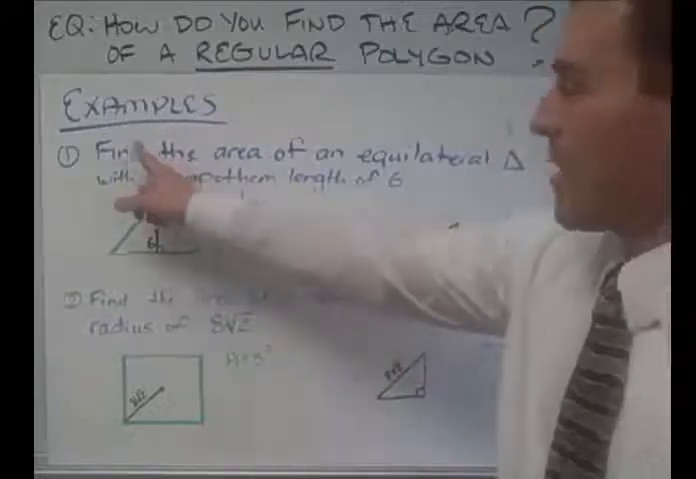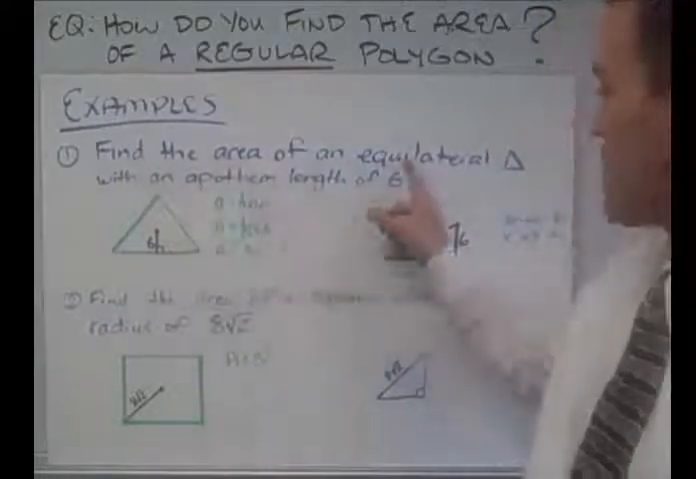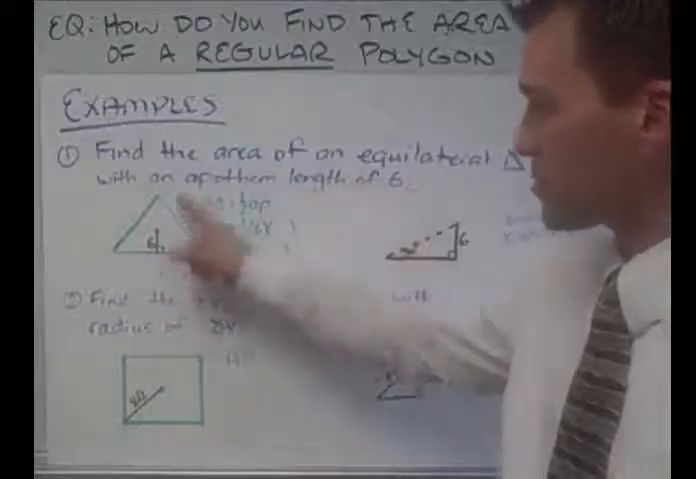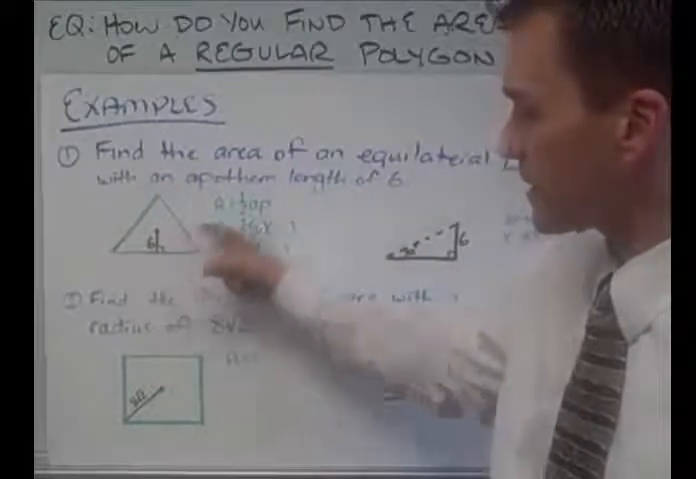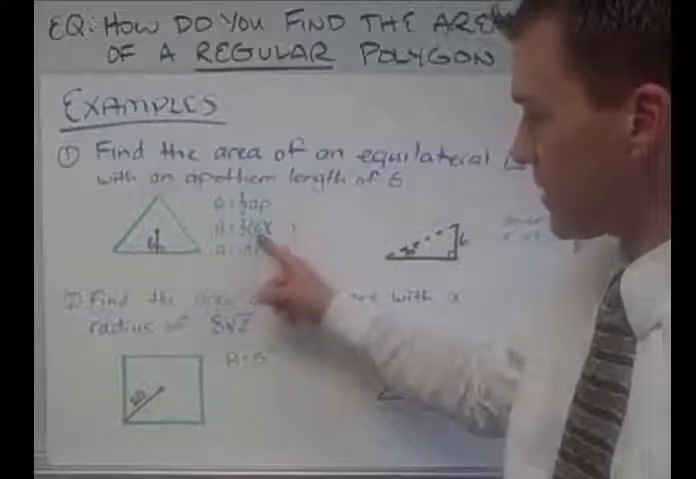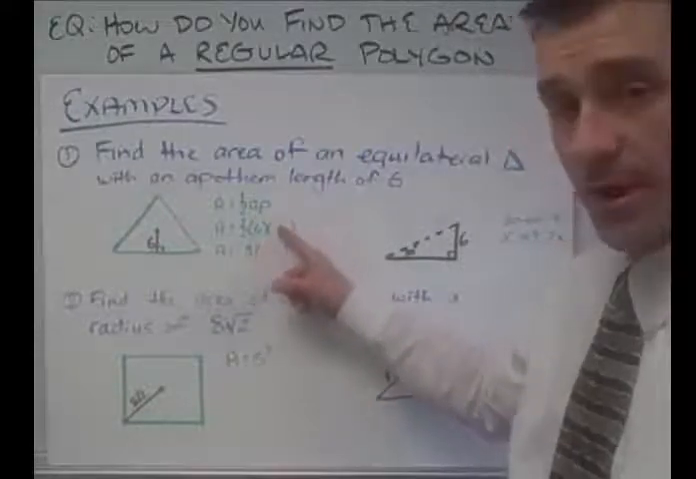Now, example 1, find the area of an equilateral triangle with an apothem length of 6. So here's your equilateral triangle, the apothem length is 6. In my formula, I know the apothem length already, so that's why I put 6 in there. The trick is just finding what the perimeter actually is.